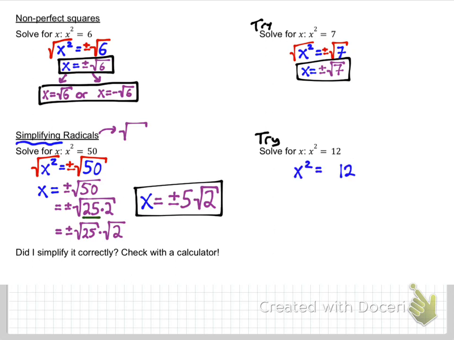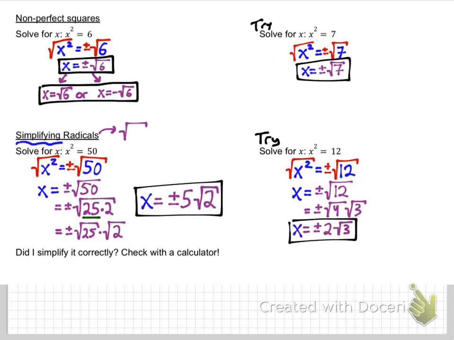All right, I'll show you how to do this one. X squared equals 12. Take the square root of both sides. Don't forget the plus or minus. X is plus or minus root 12, but that's the same as plus or minus root 4 times root 3, because 4 times 3 is 12. The square root of 4, that's 2, so we can rewrite that as plus or minus 2 root 3, and that is our final answer.